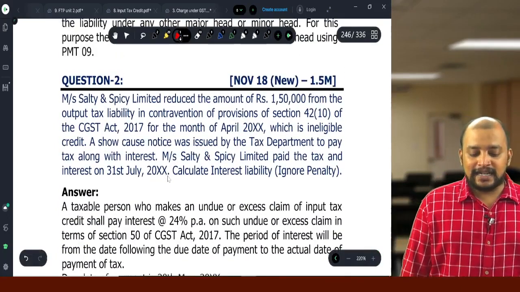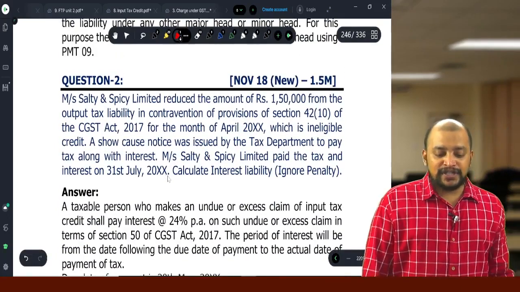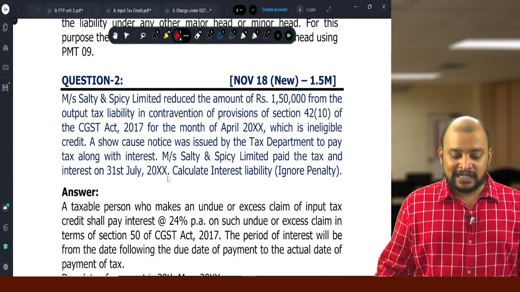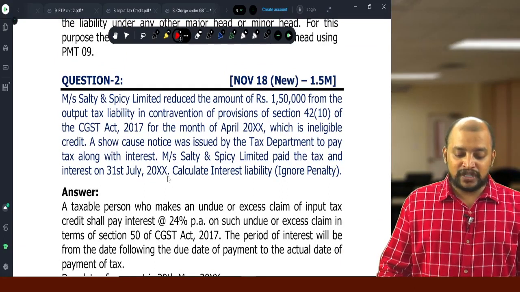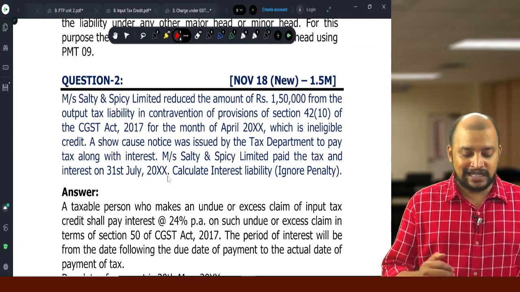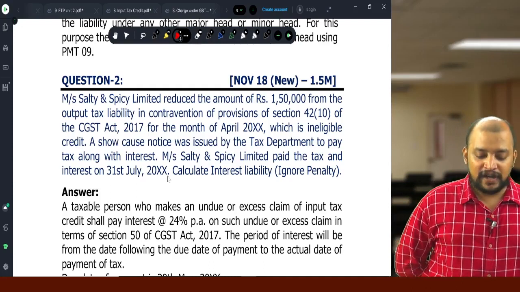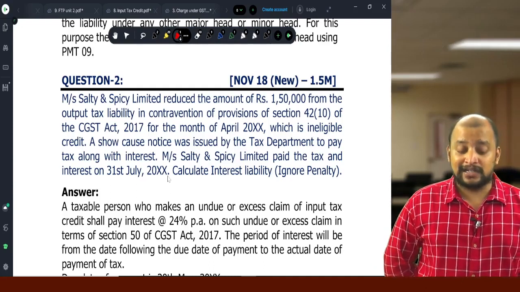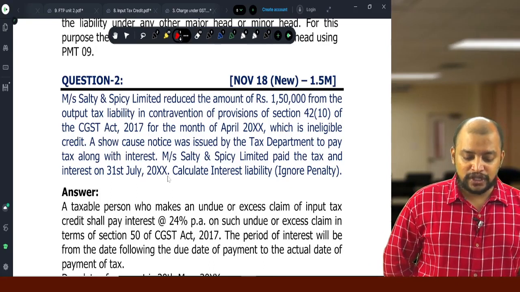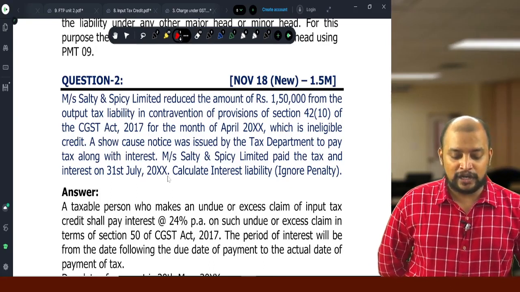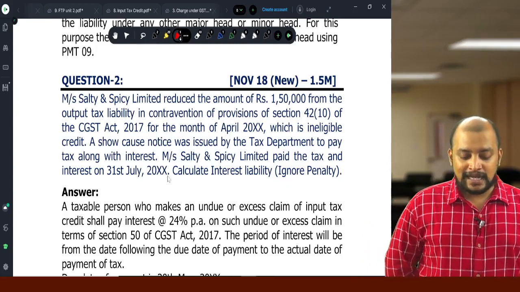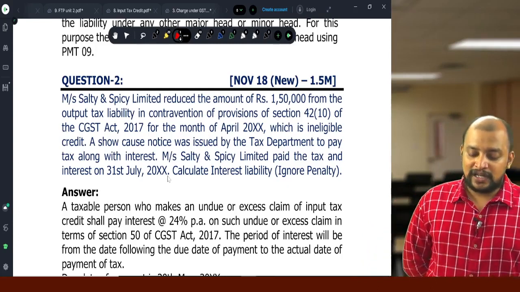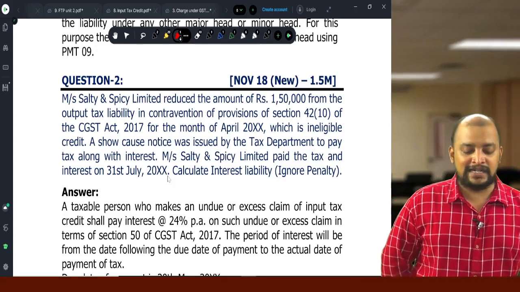Messrs. Salty and Spicy Limited reduce the amount of 1,50,000 from the output tax liability in contravention of the provisions of section 42(10) of the CGST Act for the month of April, which is ineligible credit. Actually, they have taken credit. A show cause notice was issued by the tax department to pay tax along with interest. Messrs. Salty and Spicy Limited paid the tax and interest on 31st July. Calculate the interest liability, ignore penalty.